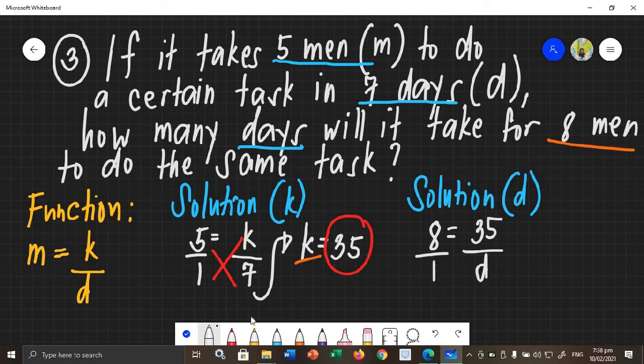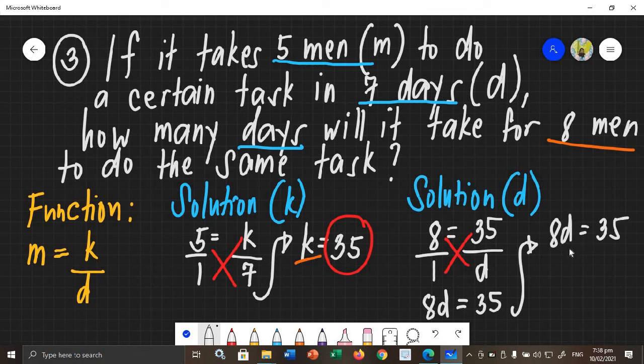So 8 over 1, tapos you need to cross multiply. Okay? So it will become 8D is equal to 1 times 35 is equal to 35. Now, para ma-cancel out mo yung 8 beside D, you need to divide both by 8. So D is equal to 35 over 8 days, or it can be written pa into a mixed number, no? Kasi number of days yung hinahanap. So, kailangan natin ng may whole number.